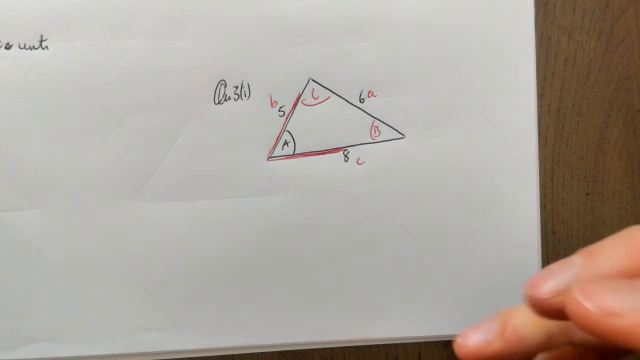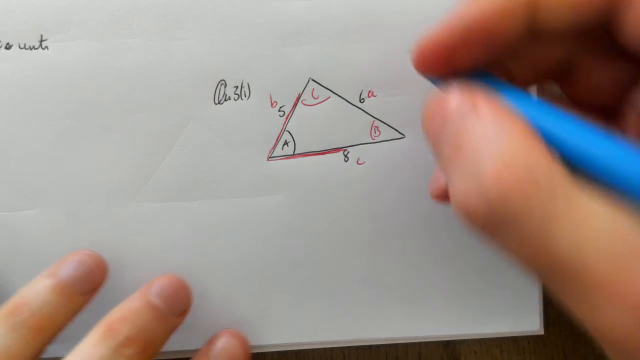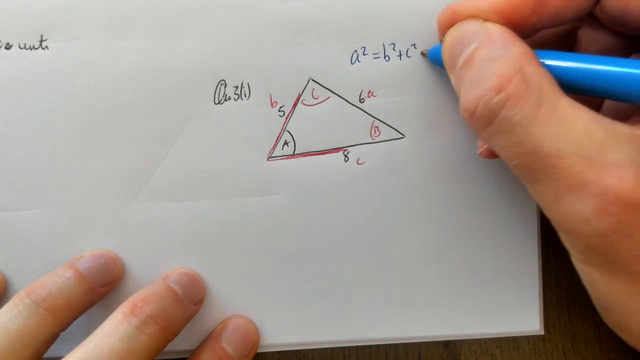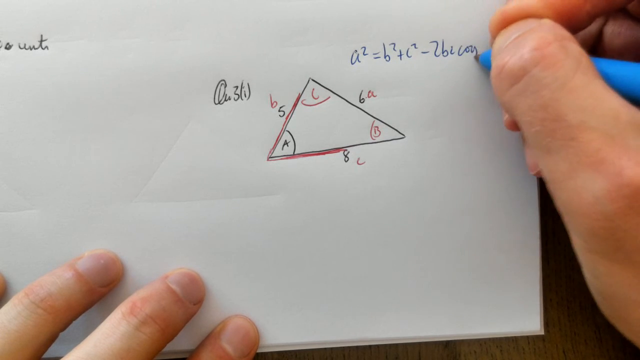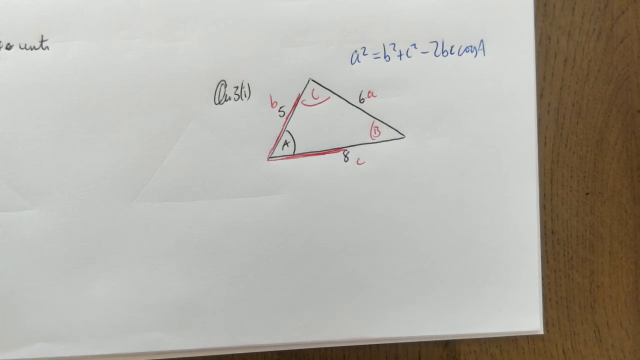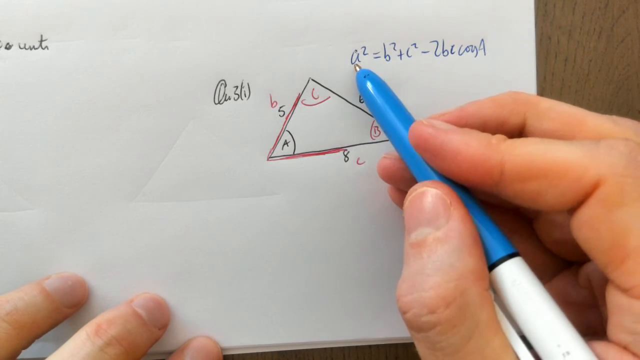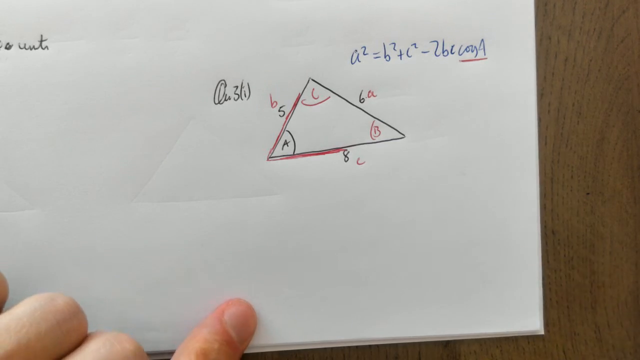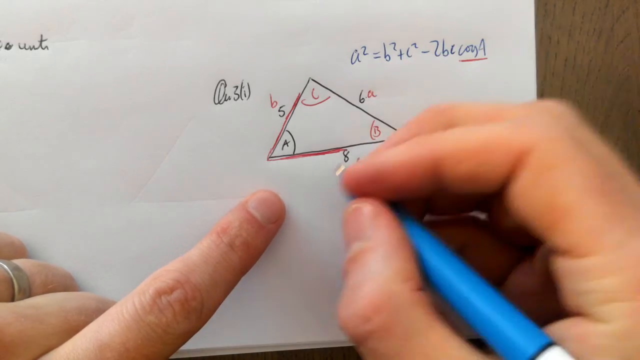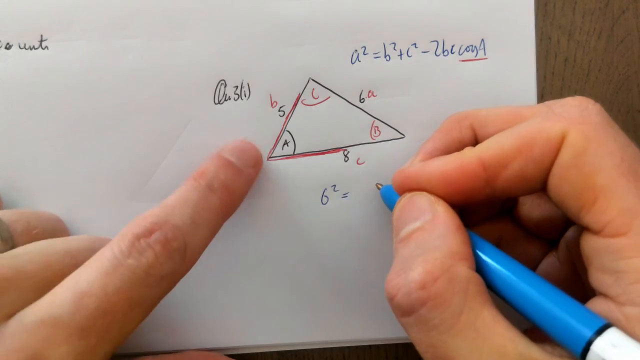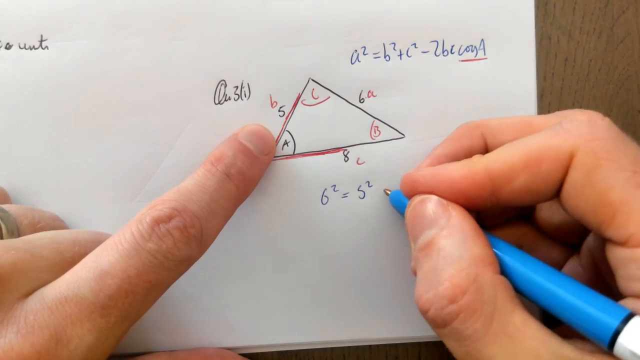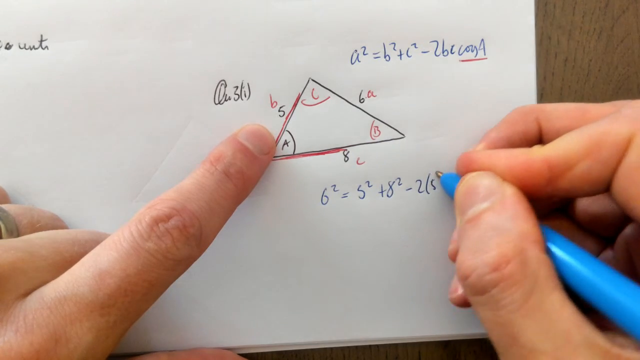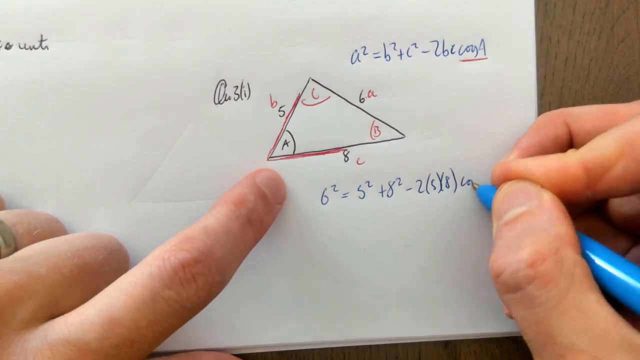Again, when you get the hang of these, you'll be fine, right? And the equation is a squared is equal to b squared plus c squared minus 2bc cos a. So in the previous 2 questions we were looking for the length, the thing we don't know here is cos of a. So let's sub in everything. So we know a, so 6 squared is equal to 5 squared plus 8 squared minus 2 times 5 times 8 times cos of a.